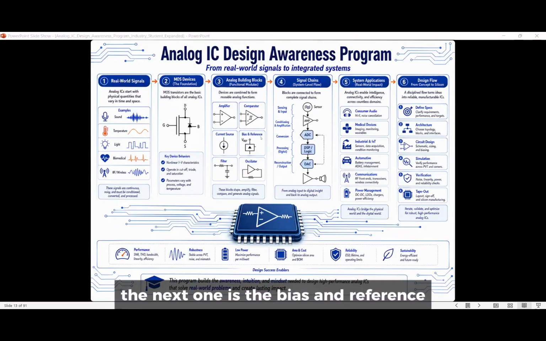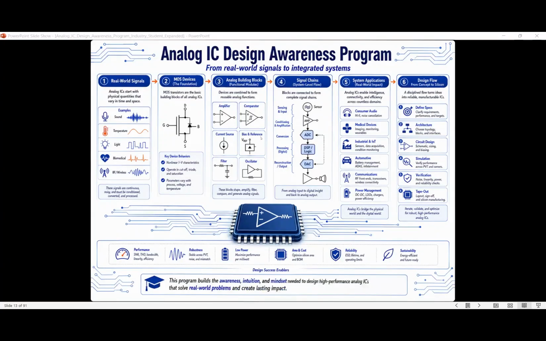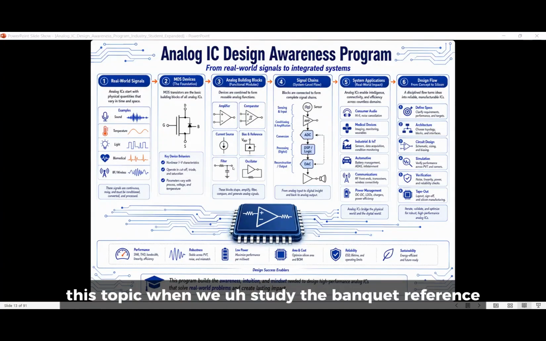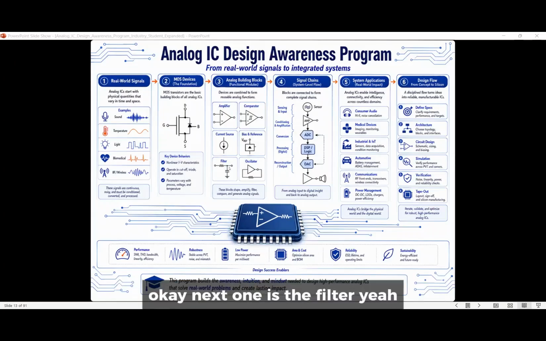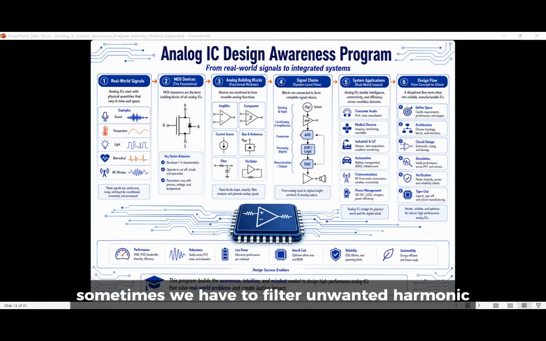The next one is the bias and reference. We will study this topic when we study the bandgap reference. Okay, next one is the filter. Filter means sometimes we have to filter unwanted harmonics of the circuit.